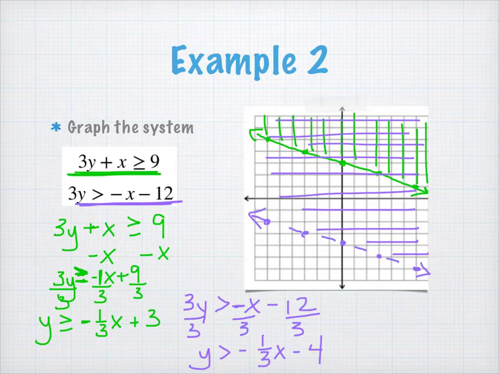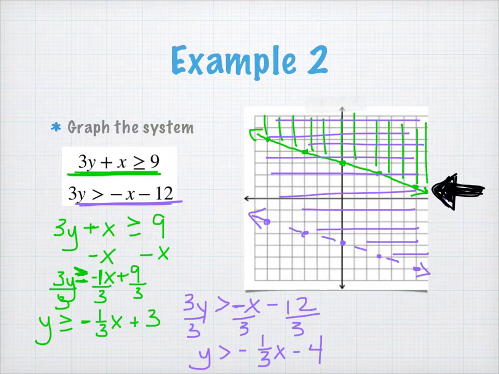Well, it turns out that the solution set is actually just the one for the green line there. Let's switch colors to make sure that it's clear what I'm talking about here. It's just the one for this green line here because that solution set lies within the solution set for the other inequality. So you would just have that one.